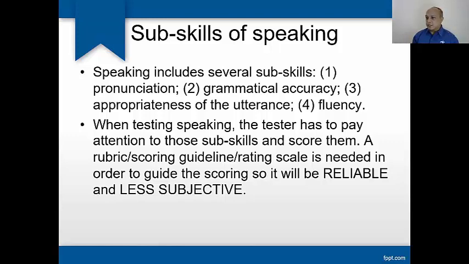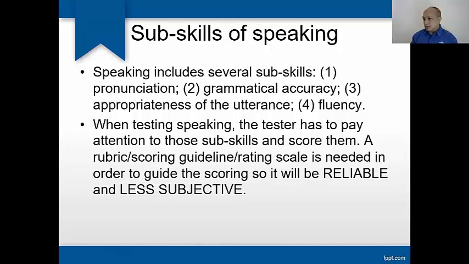And then the second is grammatical accuracy. Even if your pronunciation is correct, if your grammar is broken, then there is no way you can send the message properly to the other person. So grammatical accuracy is very important. And then you have appropriateness of the utterance. Appropriateness means when you talk to somebody more senior than you, or your parents maybe, or your teachers, you have to use language which is appropriate to them. You cannot talk to them the way you talk to your close friends or your mates. So that's appropriateness of the utterance.